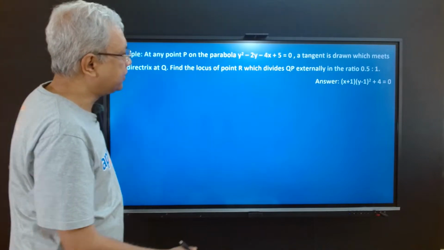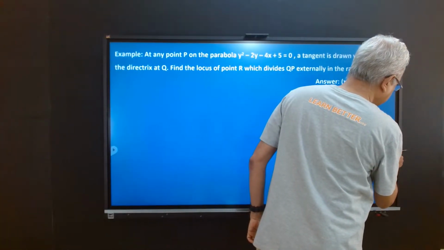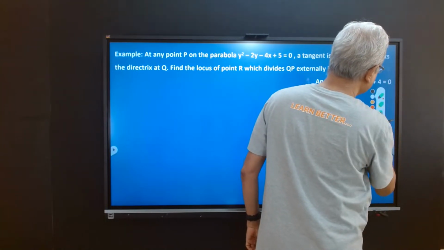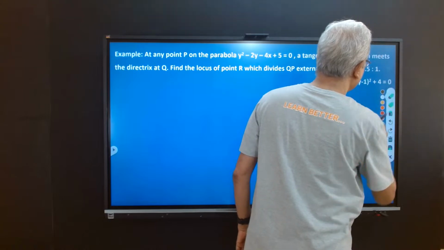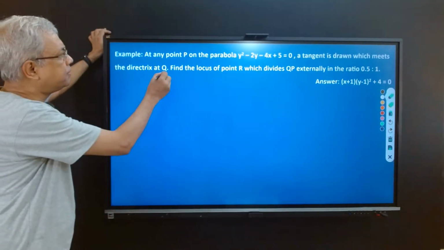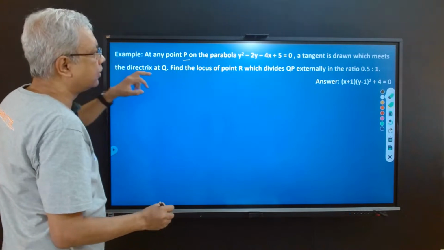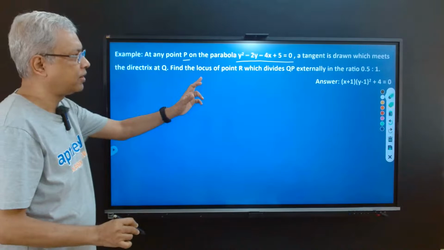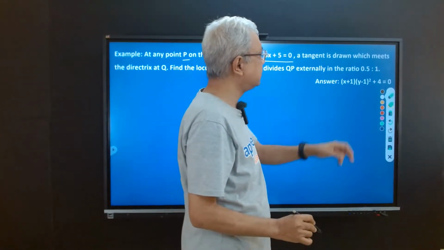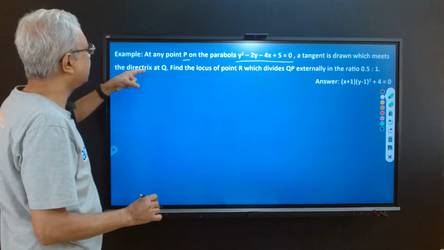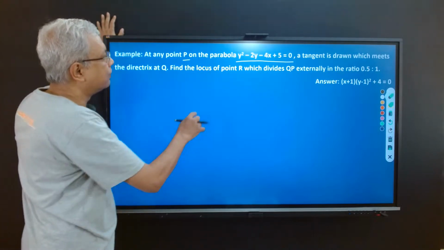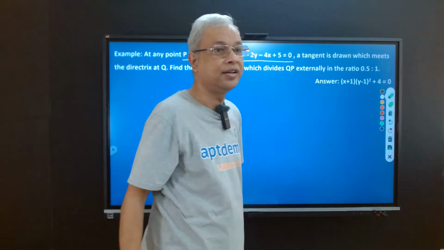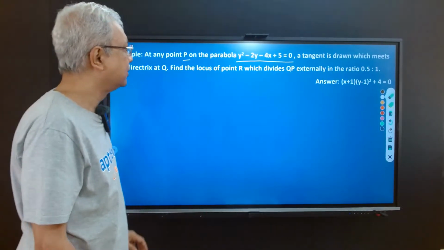At any point P on the parabola whose equation is y square minus 2y minus 4x plus 5 equal to 0, a tangent is drawn which meets the directrix at Q. Find the locus of point R which divides QP externally in the ratio half is to 1.